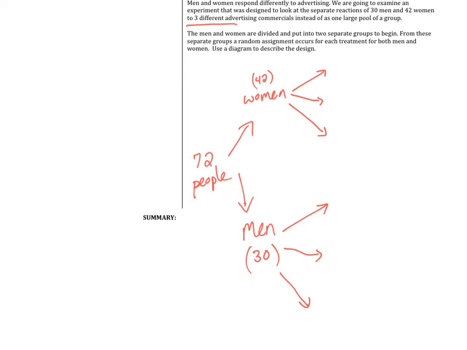By the way, let me change colors for this. I'm going to put RA, just so we know RA stands for randomly assigned. So I'm randomly assigning them. I'm not doing it by height or alphabetical order. I'm randomly assigning them into group 1, group 2, and group 3. Same thing for the men. The men go into group 1, group 2, and group 3.